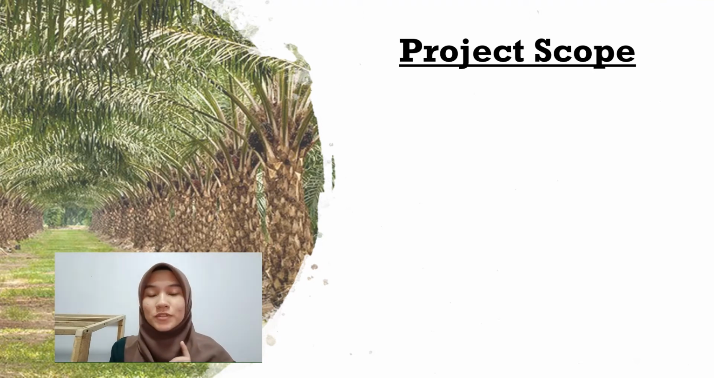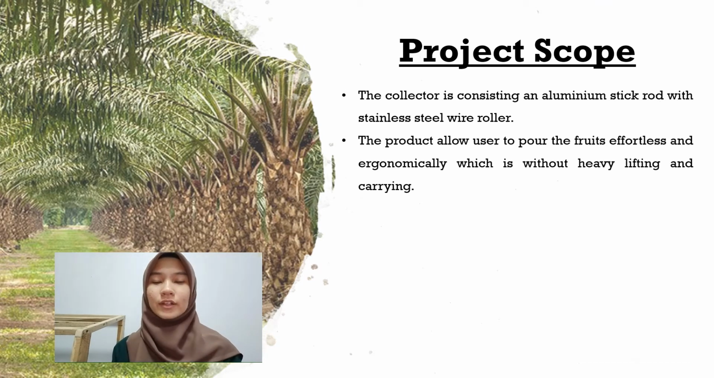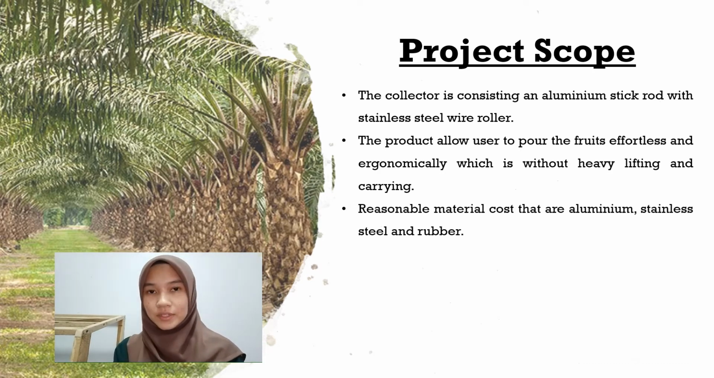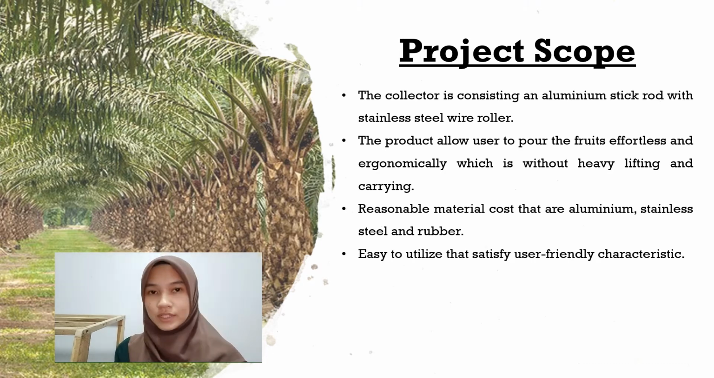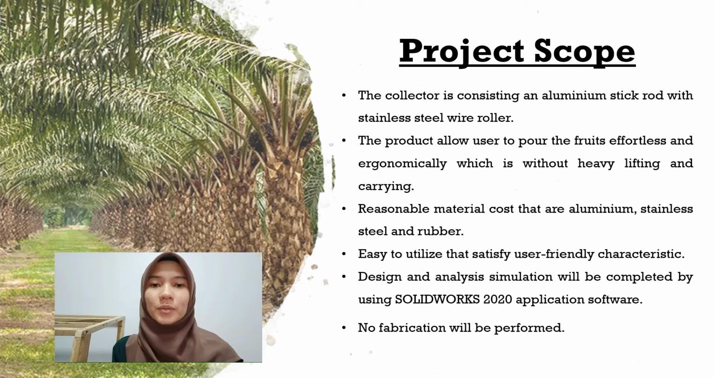Okay, what are the scopes of the project? This project will design a collector that consists of an aluminium rod with a stainless steel wire roller. Besides, it will ergonomically help the workers to pour the collected loose fruits because it promotes no heavy lifting and carrying. Cost of materials used is reasonable. The design will also be user friendly as it is easy to use. Aside from that, SolidWorks 2020 software application was selected for designing and performing stress analysis. In addition, the fabrication will not be accomplished.